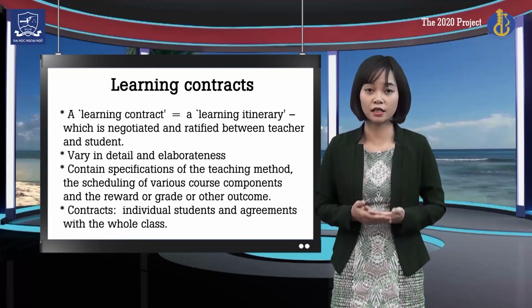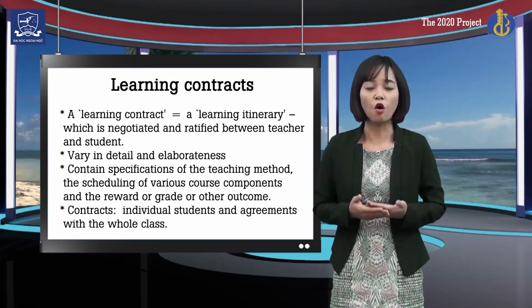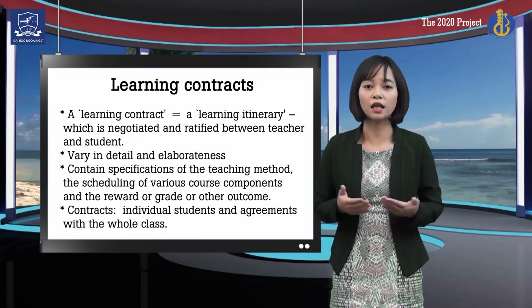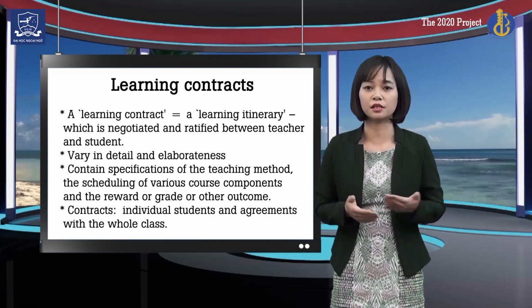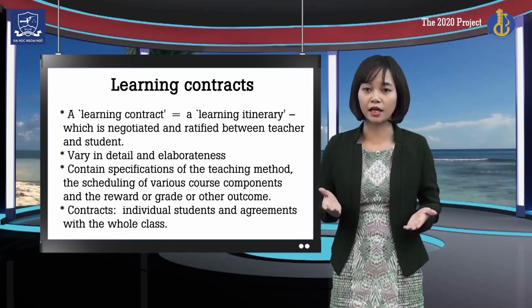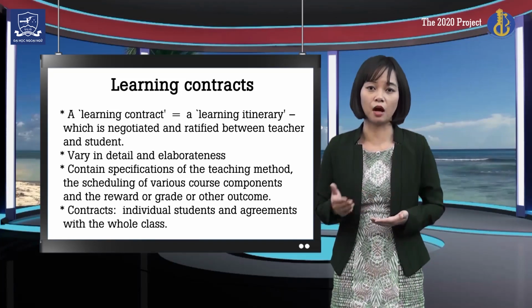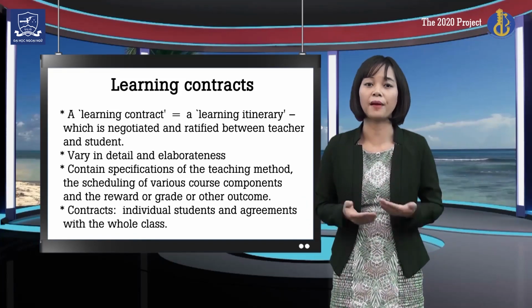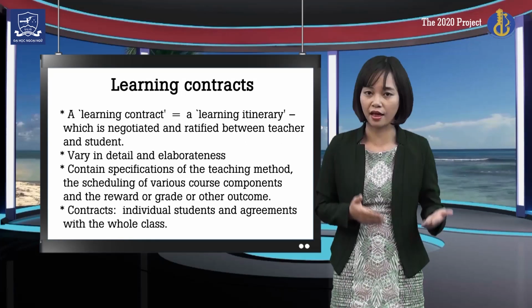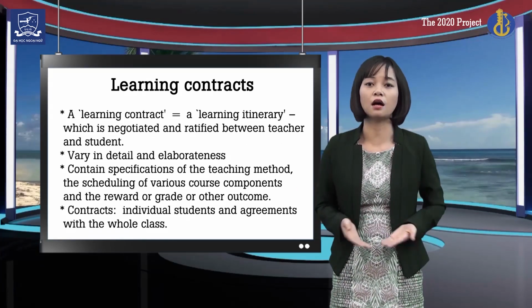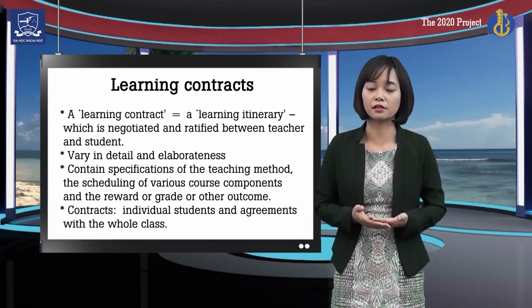Another interesting motivating concept is learning contracts. This is a formal agreement, often termed a learning contract or a learning itinerary, which is negotiated between teachers and students. Such contracts can vary in detail and elaborateness. Besides describing a series of sub-goals that lead to a larger goal and the level of effort to do this, they may also contain specifications of the teaching method, the schedule of various course components such as tests, games, projects, and the reward or grade or other outcome.